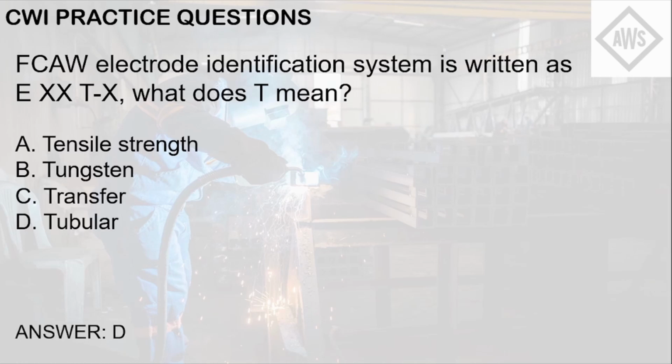Tensile strength refers to the first two or first 2 to 3 digits of this FCAW electrode identification system. Tungsten does not refer to FCAW, it refers to GTAW. Transfer, or the mode of transfer, does not refer to FCAW but to GMAW. So you need to distinguish that. For FCAW, when you see that T in the electrode identification system, that means tubular.